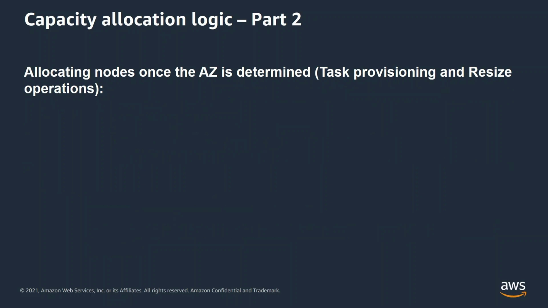So that was the logic for the core nodes, and now I'll cover the master and task node provisioning, which also applies to resize operations. Once the core capacity is acquired, EMR locks onto that AZ and attempts to provision the master and task nodes within that locked AZ.